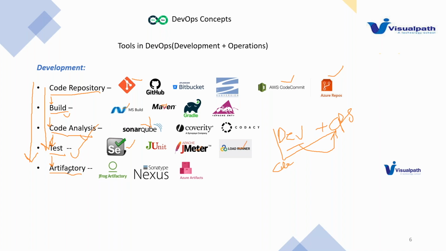When it comes to artifactory repositories, we have JFrog Artifactory, where we can store our packages and even our Docker images. We also have Sonatype Nexus, and Azure Artifacts. These are the tools used on the development side in DevOps.